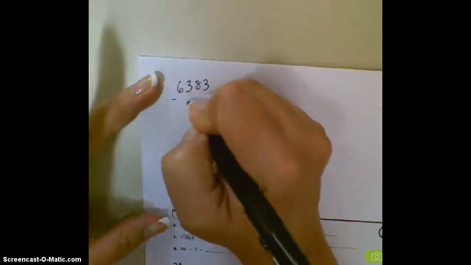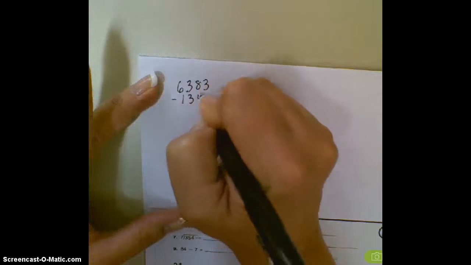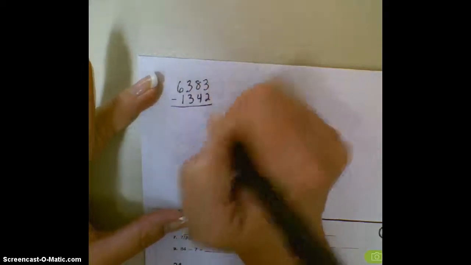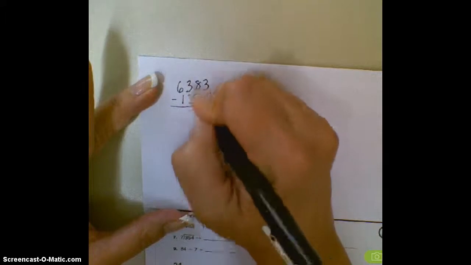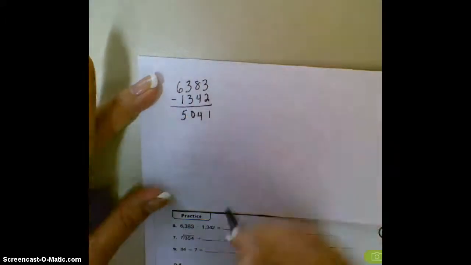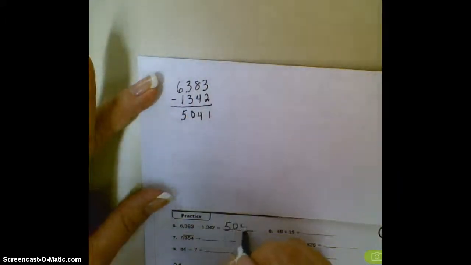6,383 minus 1,342. Make sure they're in columns in a line. 3 minus 2 is 1, 8 minus 4 is 4, 0, and 5. I got 5,041 on that one.